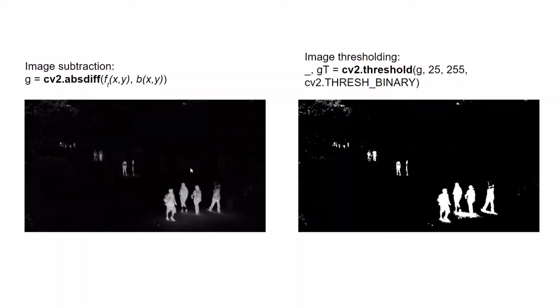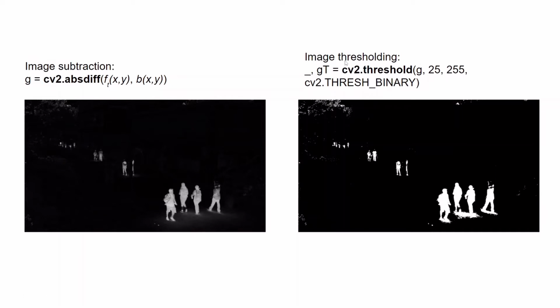To calculate the absolute difference between image F and the background image B, we can use OpenCV in Python. The cv2.absdiff takes two inputs, so the first input is image F and the second input is the background image. Here I call the result image G, which is the segmented image.